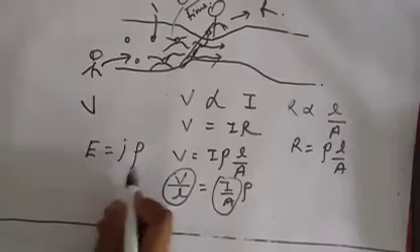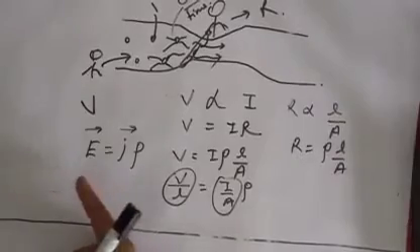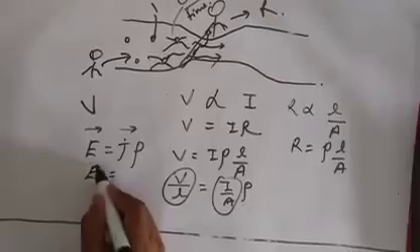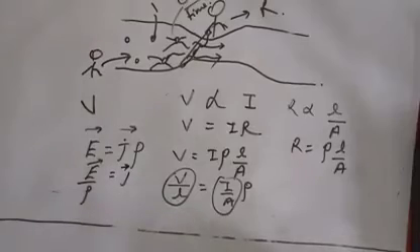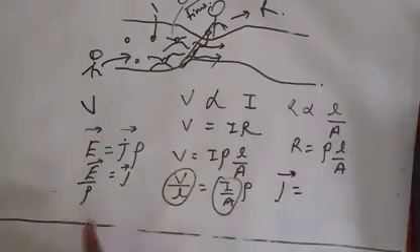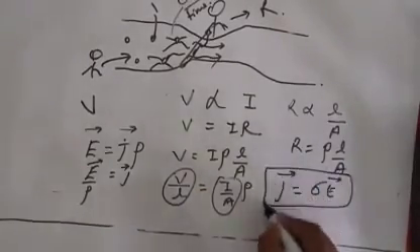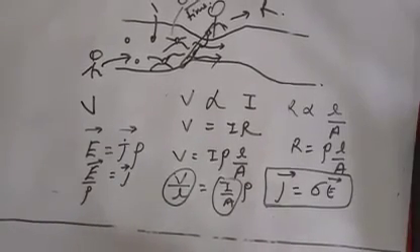Now again put this rho on the LHS. These are vector quantities, E and J, current density. So E upon rho is equal to J. What is 1 upon rho? 1 upon rho is conductivity. Rho is resistivity. So J is equal to 1 upon rho times E, that is sigma E. This is Ohm's law in vector form. See the video once more if you are having any doubts.